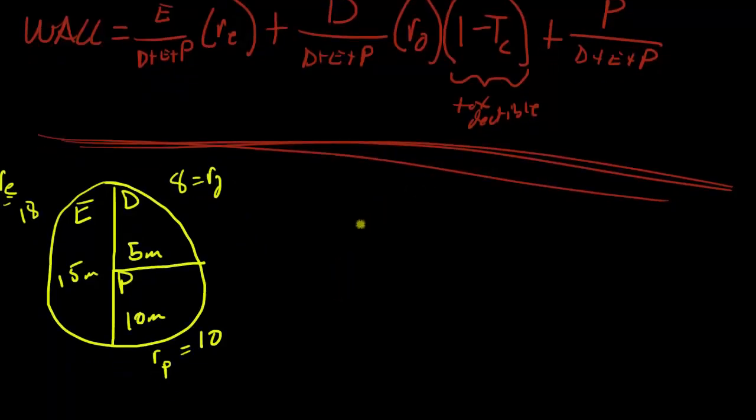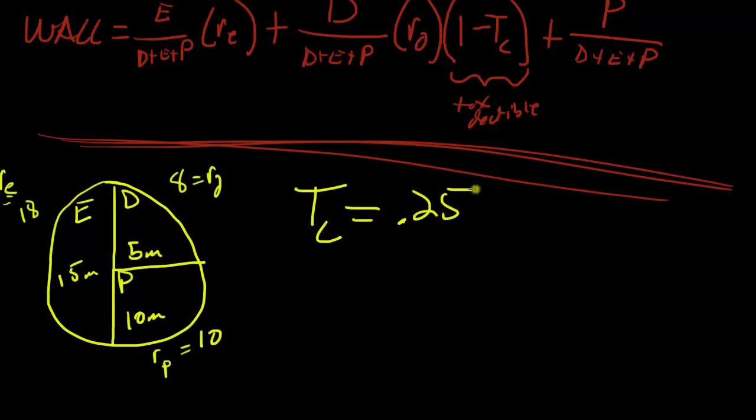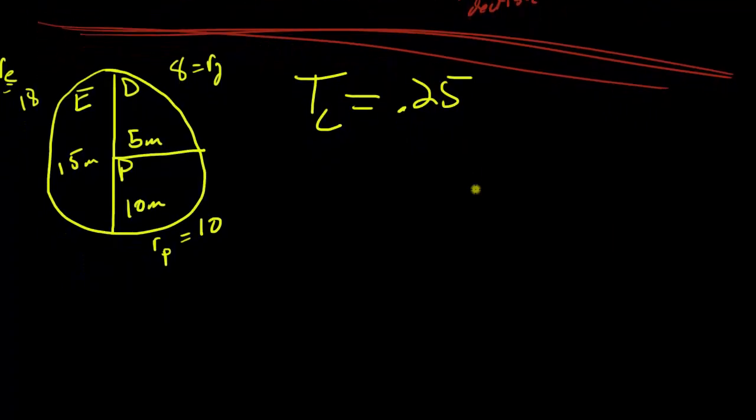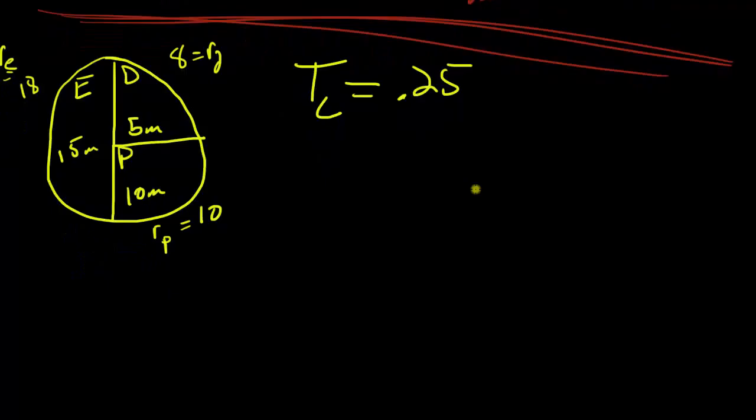What else do we need? We need the tax rate. And let's say our corporate tax rate is equal to 25%, okay? Which is a little low for big companies, but let's just go with that for now.